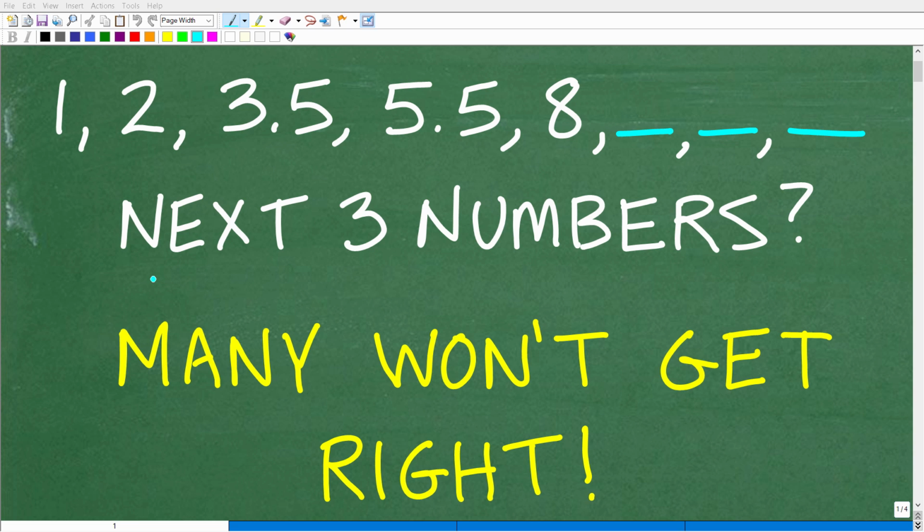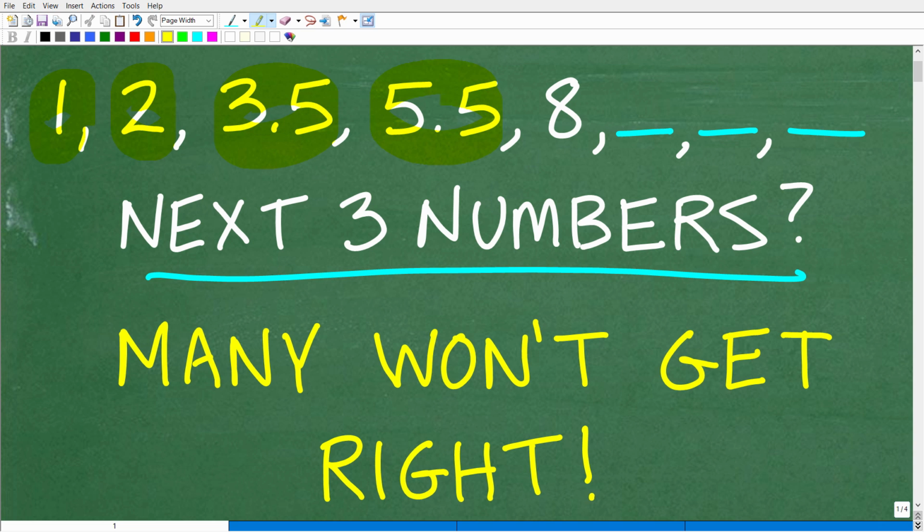So what we're trying to do is find the next three numbers in this pattern. So we have a sequence of numbers. The first number is 1. The second number is 2. The next number is 3.5. Then we have 5.5. Then we have 8. And what we're looking for is the next three numbers in this sequence, in this pattern. Okay, so that is the question.